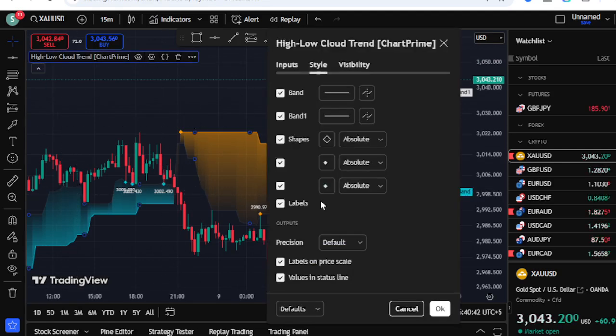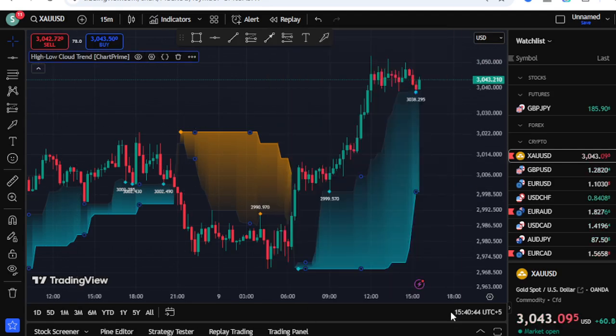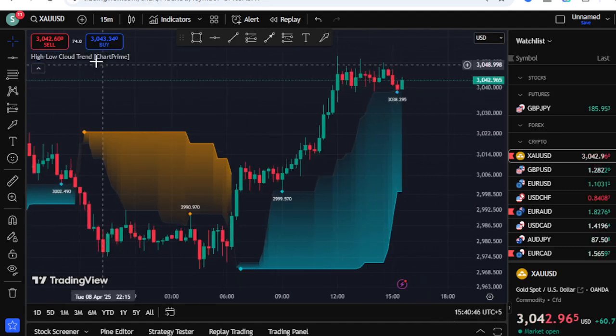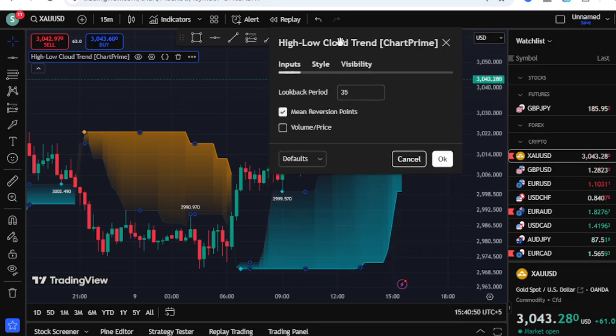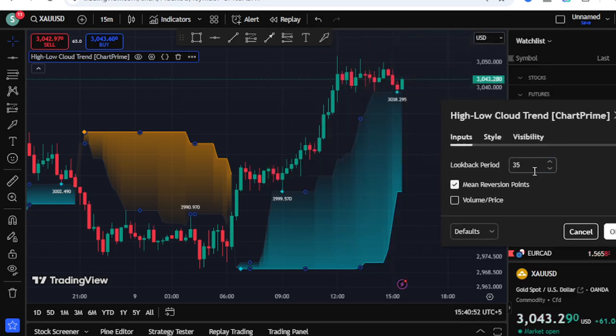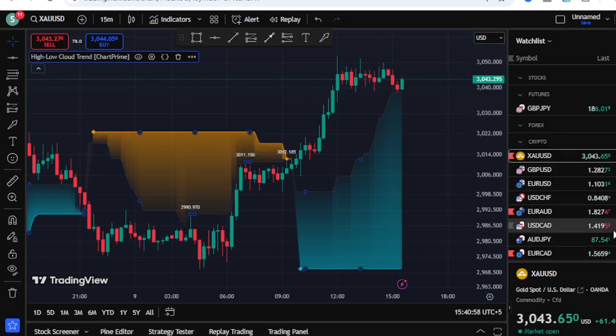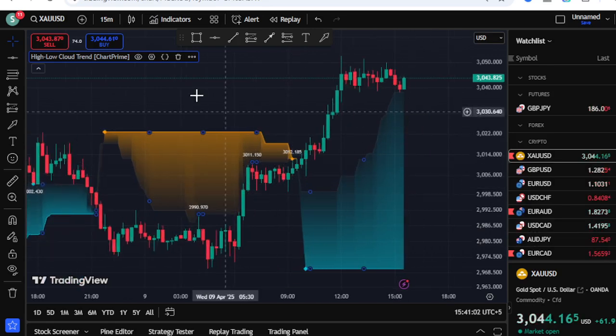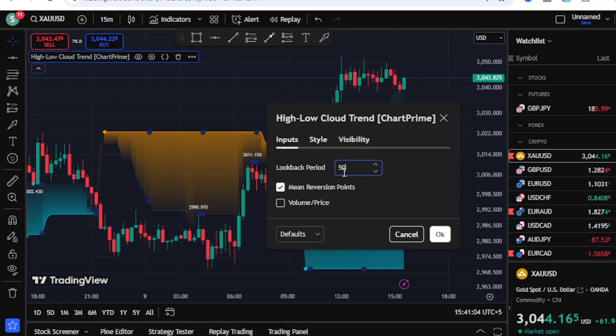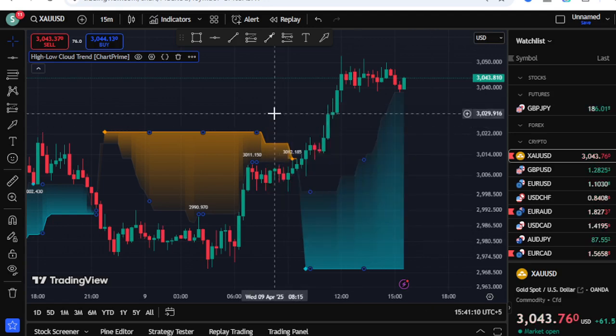So if you go to the settings, what you just need to do is uncheck the labels, and that's it, okay? If you go to the settings, it's your choice if you want to play with it. For example, let's say this is 35 right now. If I change it to 50, let's see what happens. Okay, now you can see the cloud got bigger. But let's say we are going to review this indicator on the original setting of 35.